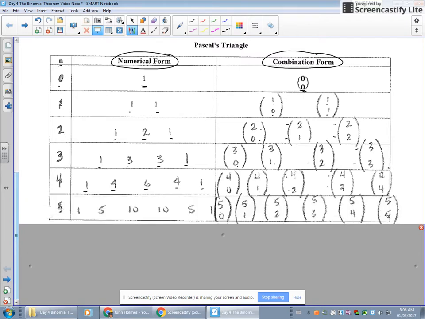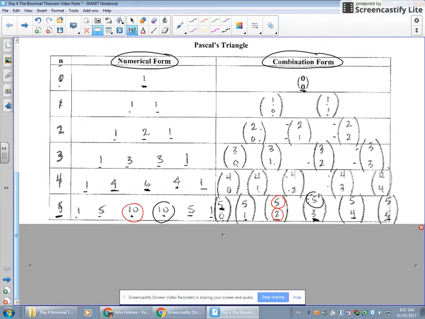The fifth row, our numbers are 1, 5, 10, 10, 5, and 1. I can just confirm that, right? 4 plus 6 is my 10, 6 plus 4 is 10, 4 plus 1 is 5, right? My numbers are fine. So on the fifth row, that means I have 5 elements to choose from, right? If I have 5 elements to choose from, I can either choose 0 items from that 5, 1 item from the 5, 2 from the 5, 3 from the 5, 4 from the 5, or 5 from the 5. And this is saying that 5 choose 3 is equal to 10. And 5 choose 2 is equal to 10.